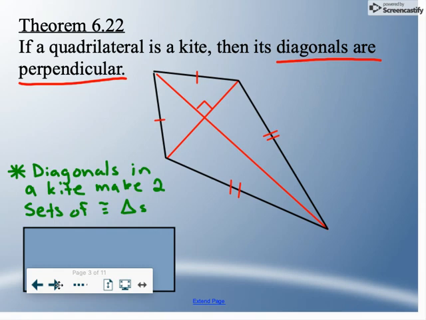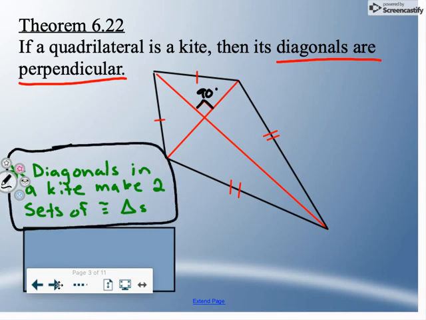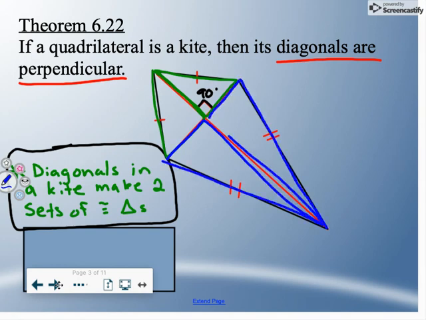Next one, if a quadrilateral is a kite, then its diagonals are perpendicular. We know what that means. That means they cross at a 90-degree angle. And then notice this information right here. Diagonals in a kite make two sets of congruent triangles. Look at the top set. This triangle is congruent to this one, and then that triangle is congruent to that one right there. So two sets of congruent triangles. They're perpendicular and create those.